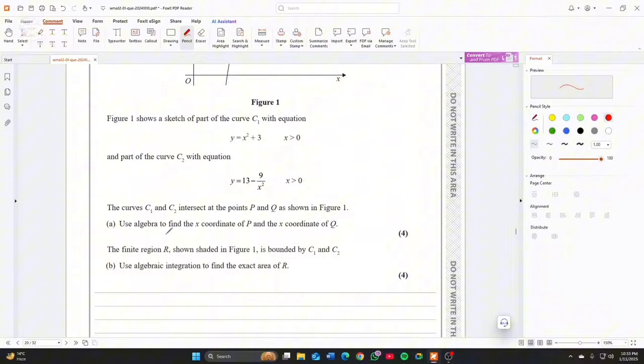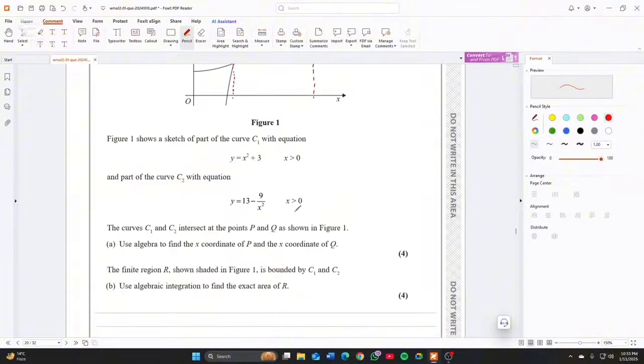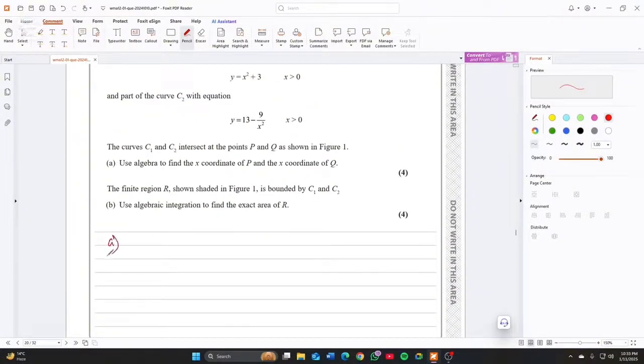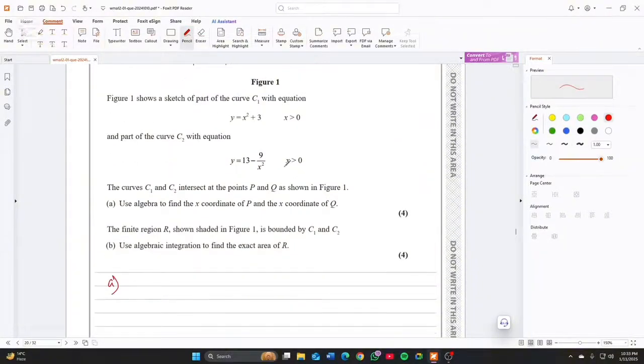Now A says use algebra to find the x-coordinate of P and the x-coordinate of Q. So we have to find these x-coordinates, right? For us to find these two coordinates, we just need to equate these two equations. So here they both intersect. That means here both the equations will give the same value of x. Therefore we can just make these two equations equal to each other. Therefore we can write x squared plus 3 equals 13 minus 9 over x squared.